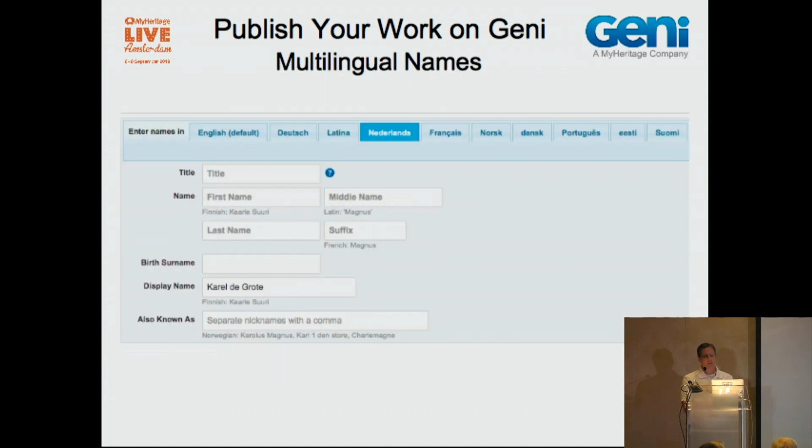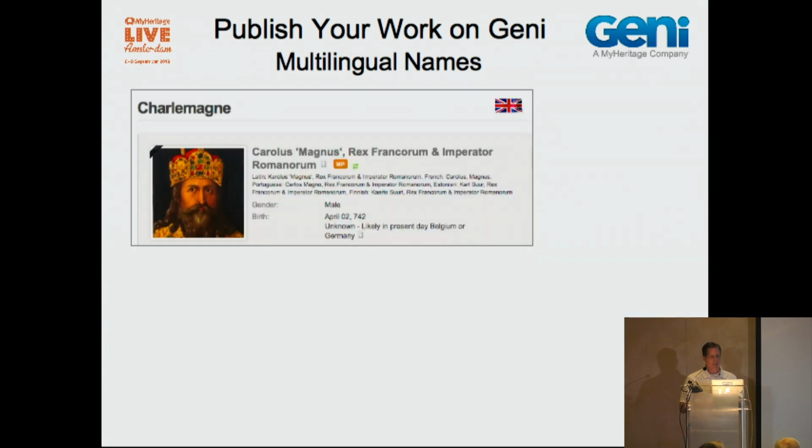And one of my favorite features: if you're going to be an international website, you're going to have to support multilingual names. Not everybody had names in different languages, but in some cases it turns out it's really important. And of course, Charlemagne is a perfect example of this. As you add your names to Geni, you can add different language tabs and fill out those names as they're known in different local languages. So for example, if you're viewing Geni in English and you come to the Charlemagne profile, you will see his name as Charlemagne or Carolus Magnus on his profile.